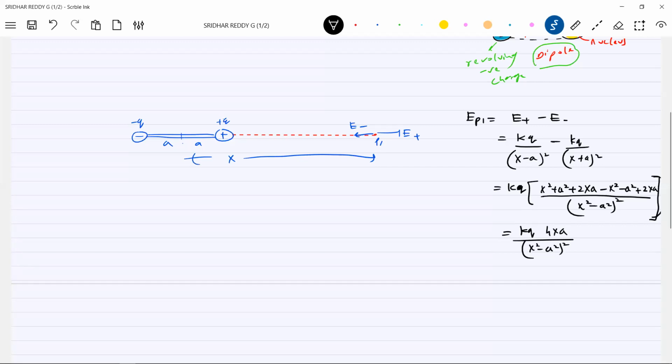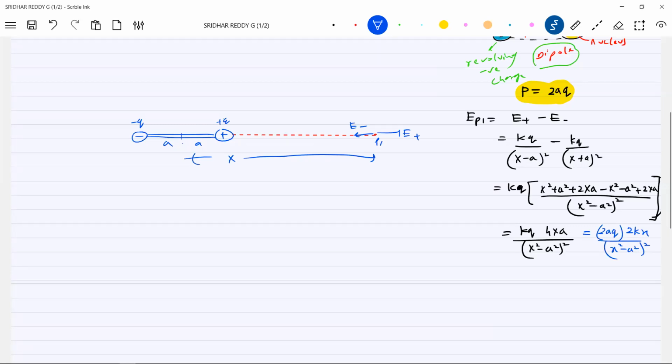Now, what is the dipole moment? How do we define dipole moment for this diagram? Dipole moment is equal to the distance between the charges into the magnitude of any one charge. What does this 2a represent? 2a represents the distance between the charges, and the charges are equal and opposite. So 2a into q should be equal to the dipole moment. Here I'll rearrange this: 2a into q will be kept outside. Then what will be left over? 2kx by x square minus a square whole square.